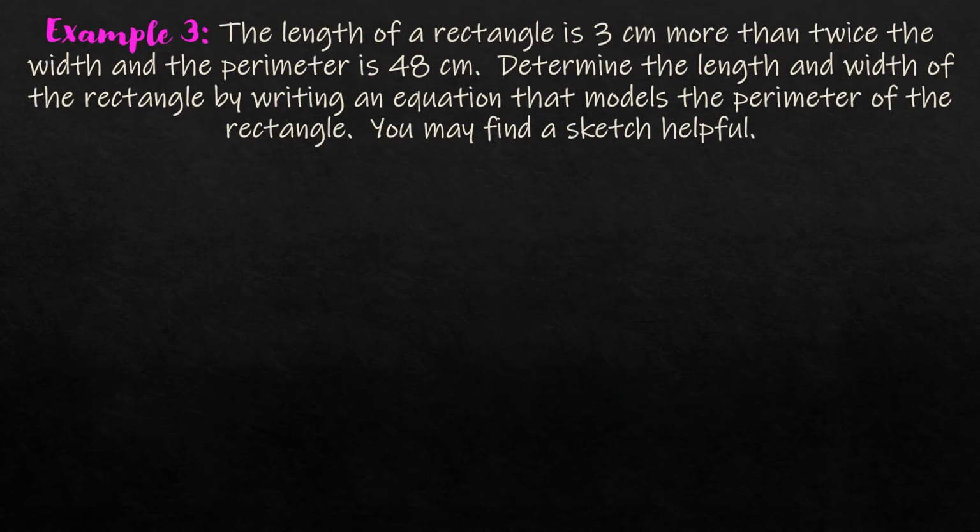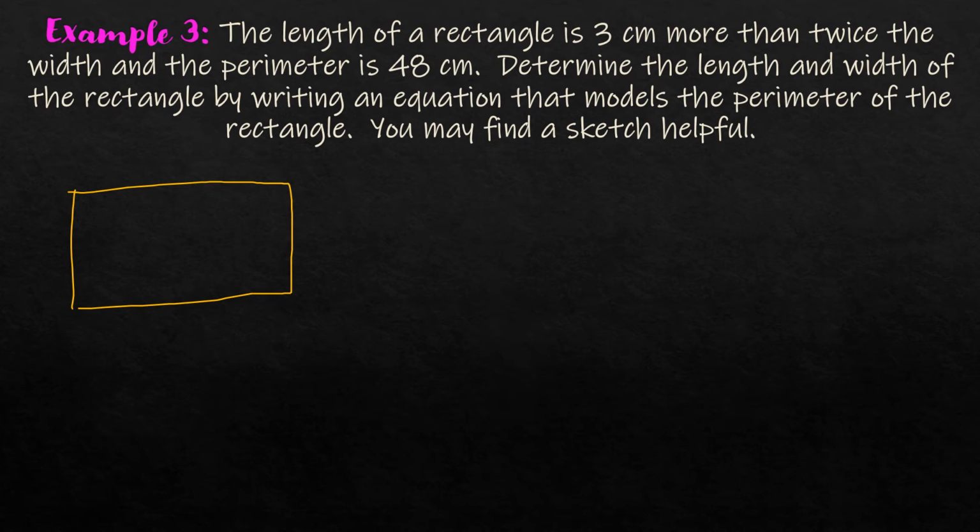Example 3, the length of a rectangle is 3 centimeters more than twice the width, and the perimeter is 48. All right, so a lot of you might have read that and already given up on the problem. So let's draw a picture of a rectangle. That might make things a little bit easier. Okay, and let's go kind of one at a time here.